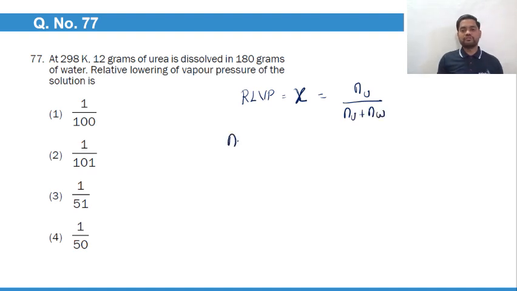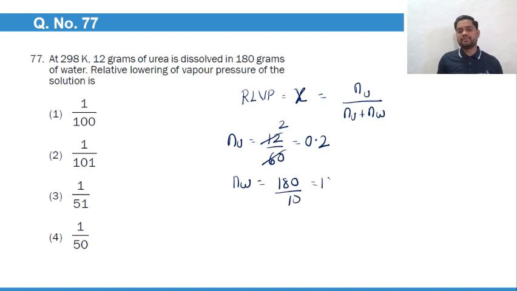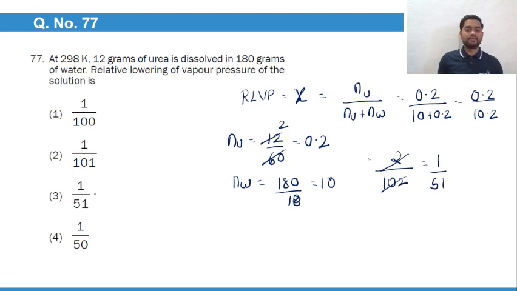So talking about number of moles of urea, that will be equal to 12 by 60, that is equal to 0.2. And then number of moles of water will be 180 by 18. Molecular weight of water is 18, so that is equal to 10. That will be equal to 0.2 whole divided by 10 plus 0.2. That is 0.2 upon 10.2. So that is equal to 2 by 102, and that is equal to 1 by 51. So option number 3 will be the right answer.